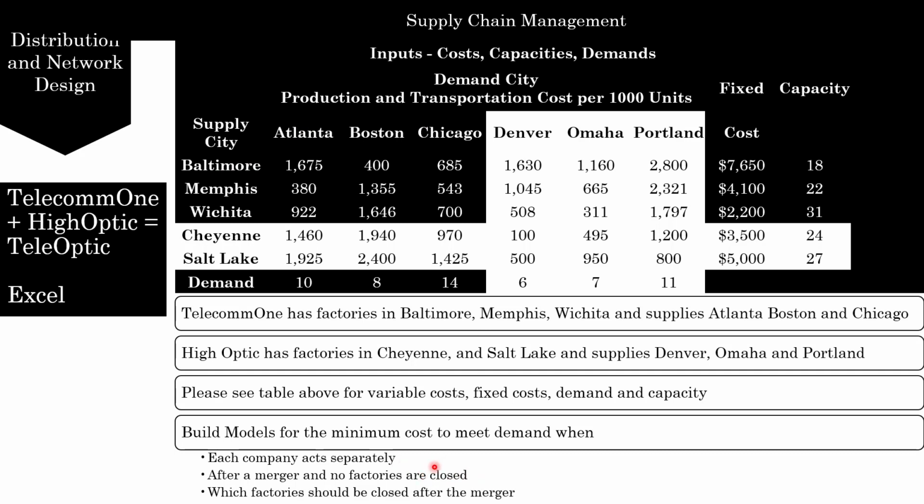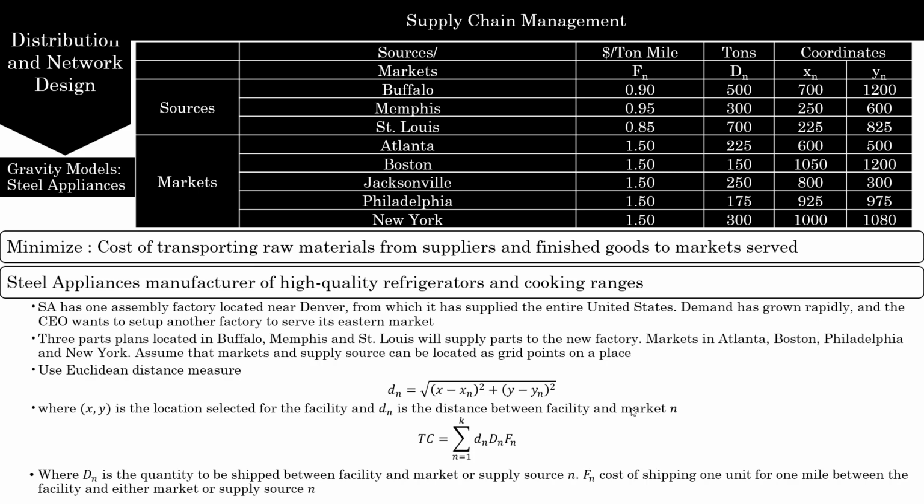Then assume that there is a merger, but all these 6 factories are open. And then finally, we're looking at which factories should close. So let's look at each one of these problems in Excel. So that takes care of the gravity location model.